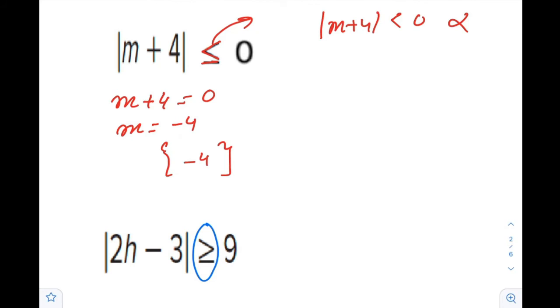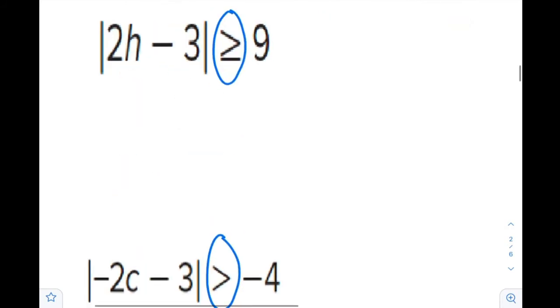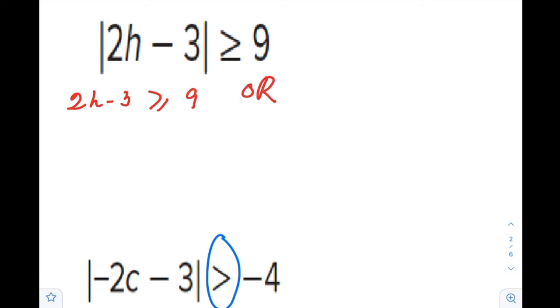Okay, with that, we are done with the and inequality. Now let's go to the or inequality when it's greater than. We will do the same thing here. We need to write 2 inequalities combined with or, because of greater than or greater than or equal. And we will do the same thing we have done with the and: 2 inequalities, reverse the other one, and solve.